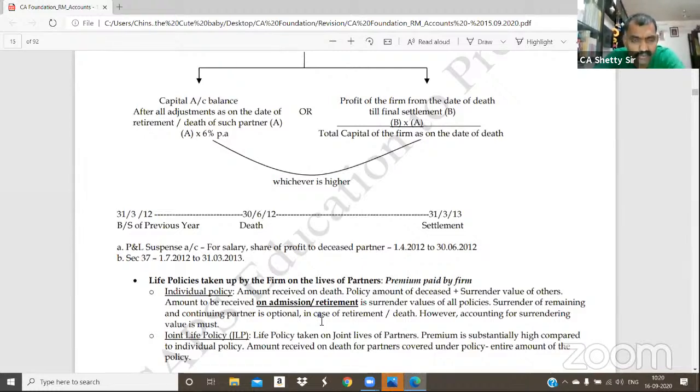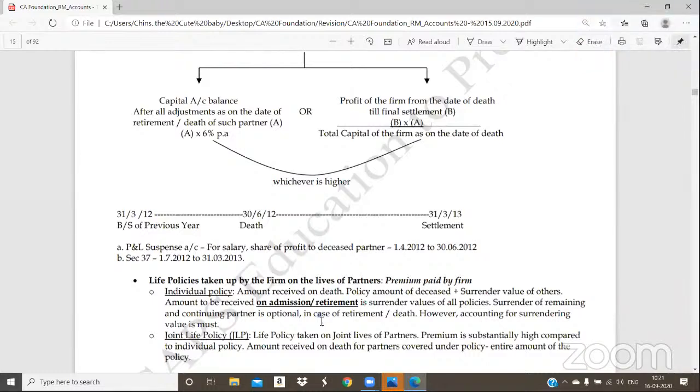Now connect left with right. For both individual and JLP, to be enjoyed by all the existing partners in their PSR. That's it. But to be enjoyed by all the existing partners in their PSR. Don't think individual policy means X's policy. Policy is taken by the firm. Understood?